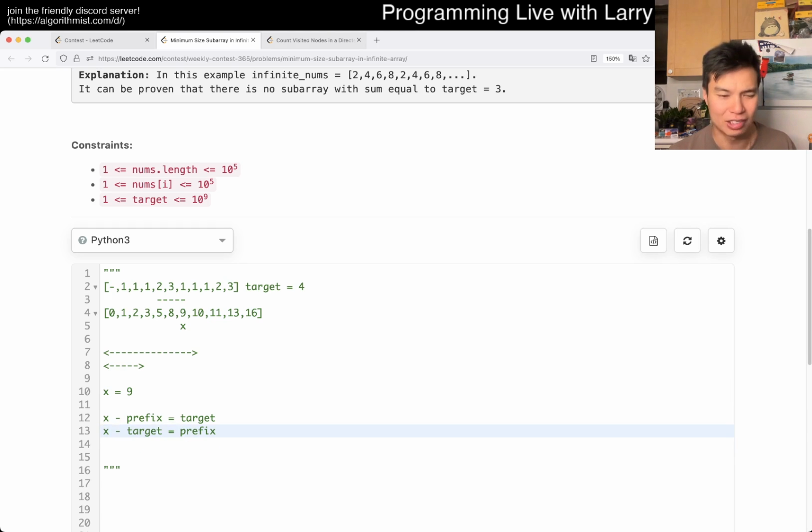You add the target on both sides, add the prefix on both sides, and you subtract the target on both sides, right? So yeah, you can just look for this number. For example, if this is 9 and this is 4, then you have to find a prefix such that the prefix is 5, which we have here. Okay, so we got that, and you're able to find it.